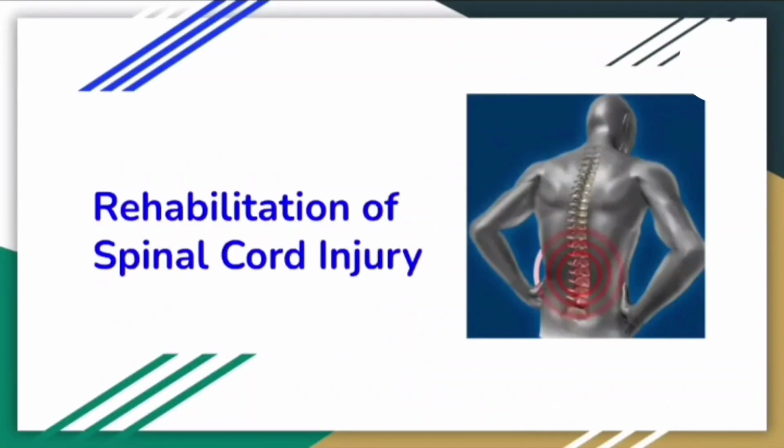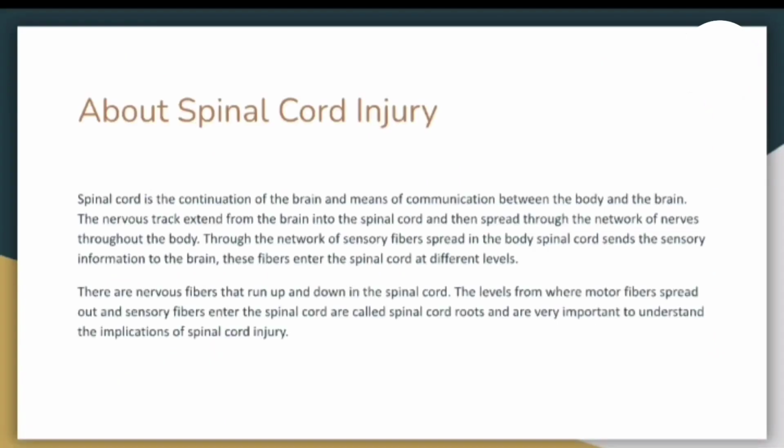Today, we are going to learn about rehabilitation of spinal cord injury. Spinal cord is the continuation of the brain and means of communication between the body and the brain. The nervous tract extends from the brain into the spinal cord and then spreads through the network of nerves throughout the body. Through the network of sensory fibers spread in the body, spinal cord sends the sensory information to the brain.